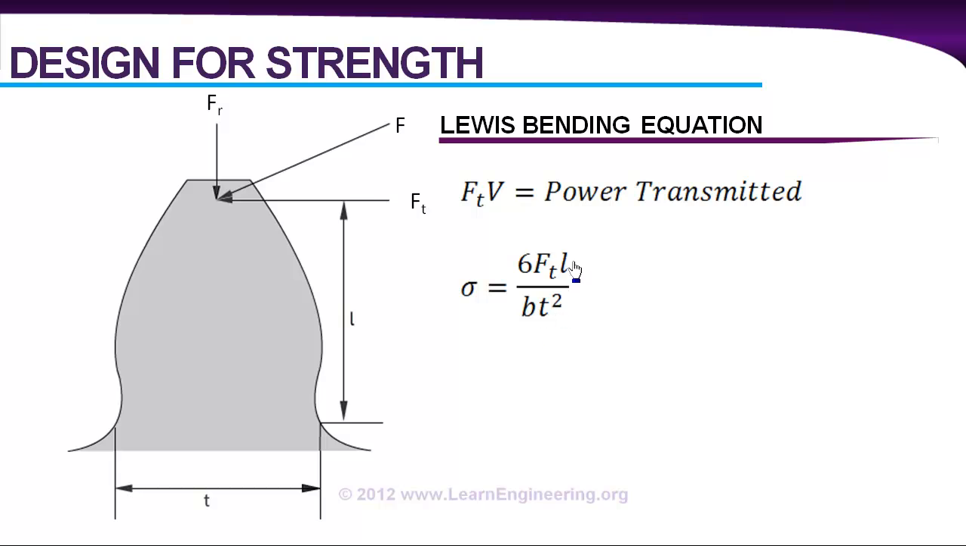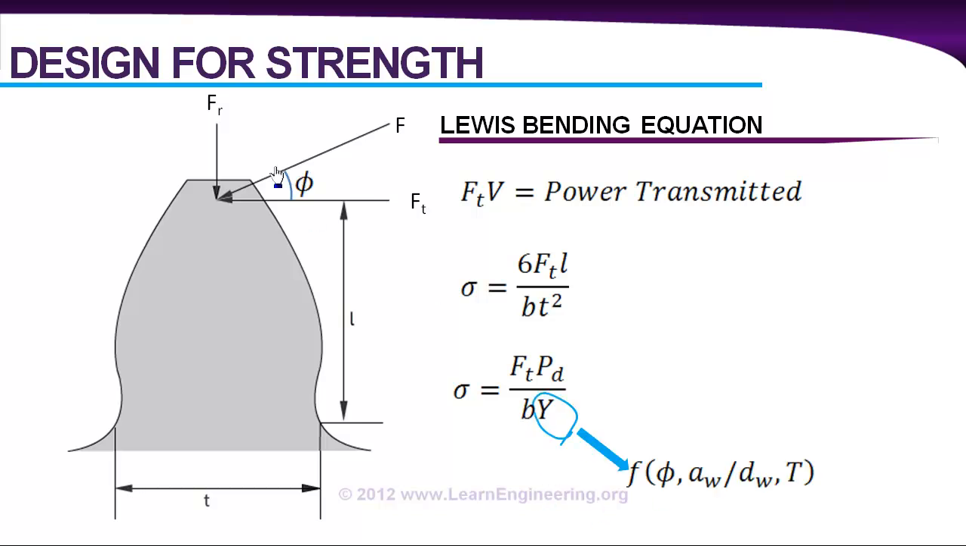The value of L and T square is somewhat difficult to determine. So what we'll do, we'll transform this equation in terms of diameter pitch and a term called Lewis form factor, y. The value of y, Lewis form factor, is a function of pressure angle phi, addendum, dedendum and number of teeth. There are tables and graphs from where you can find out Lewis form factor value using these inputs. So from this equation you can solve for B, or face width of the gear.